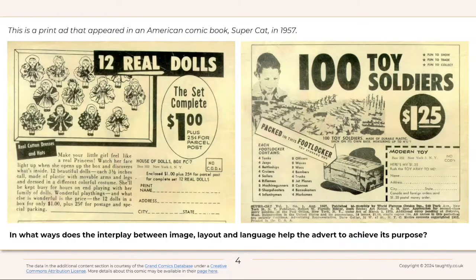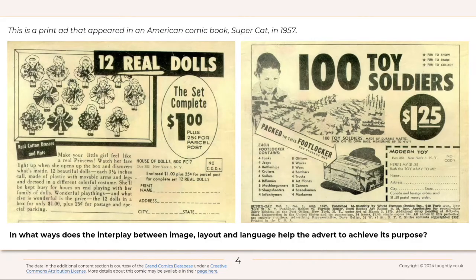Now here is the print advert that we analysed and annotated in the last lesson. If you didn't watch that lesson and you haven't got time, you might want to pause the screen now just to read over it. This is a print advert that appeared in an American comic book called Supercat in 1957. And the guiding question is, in what ways does the interplay between image, layout and language help the advert to achieve its purpose? Now in this video lesson, we've already annotated it, we've already analysed it.